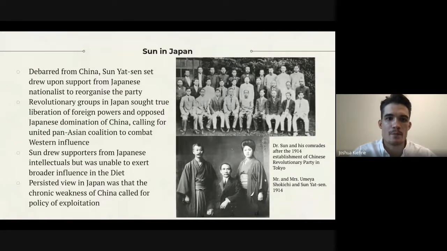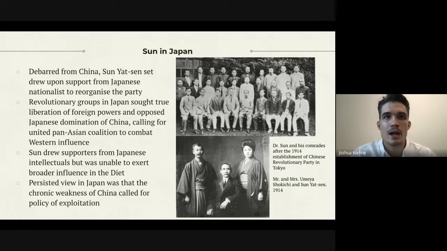During his time in Japan, he drew support from a variety of different nationalist groups that were also exiled to Japan. So he draws upon nationalist groups from the Philippines, from Taiwan, from Southeast Asia, and starts to lecture and discuss, and build intellectual support for the rebuilding of the Chinese Republic. The revolutionary groups in Japan sought true liberation from foreign powers. This is a similarity that binds them together.